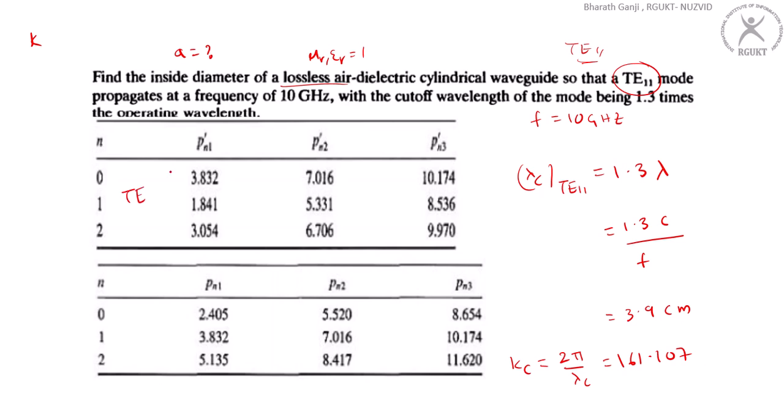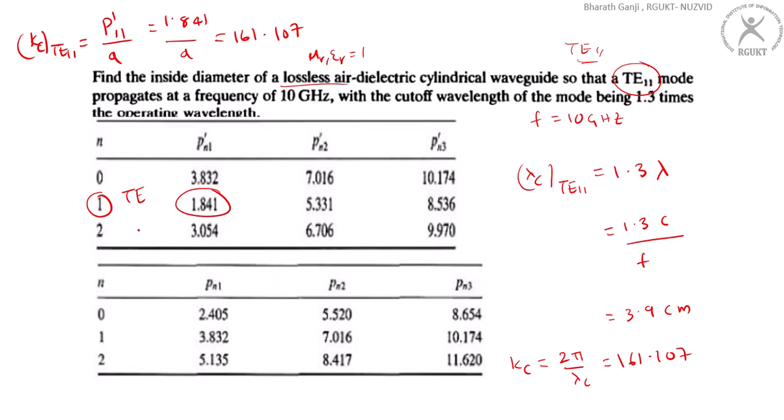Once I have the value of kc, because it's a TE11 mode, as I told previously, this is the table which you need for TE. So kc of TE11 mode is nothing but the root divided by a. So n is equal to 1 and the first root is 1.841. So 1.841 divided by a is equal to the value of kc, which is 161.107. From here I get the value of a, which is 1.142 centimeters. So that is how you solve this problem.